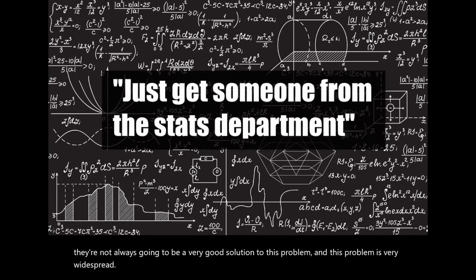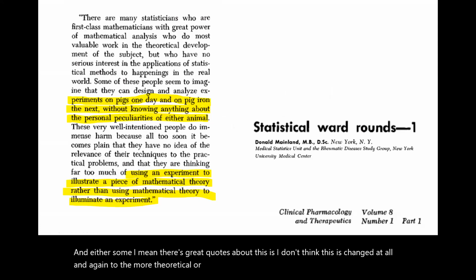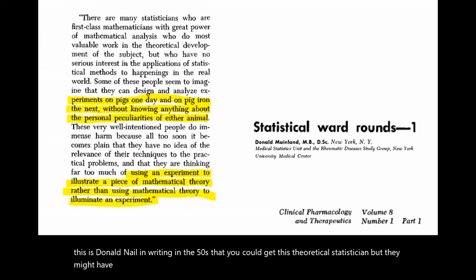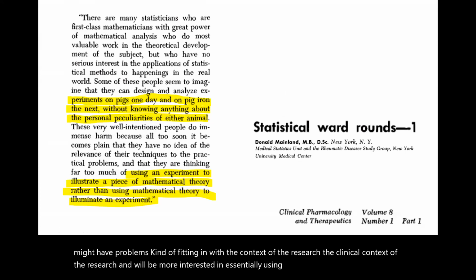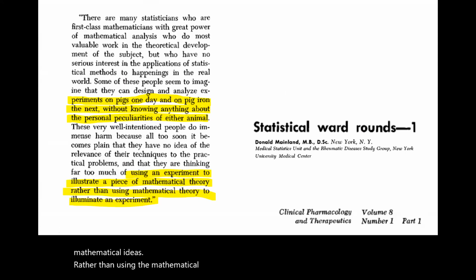And there are great quotes about this. I don't think this has changed at all. And again, to the more theoretical or mathematical statisticians out there, my apologies. But this is Donald Mainland writing in the 50s that you could get this theoretical statistician, but they might have problems fitting in with the clinical context of the research, and will be more interested in using the experiment to support the mathematical ideas rather than using the mathematical ideas to illustrate or illuminate the experiment. And so I think that's still an issue that comes up today.